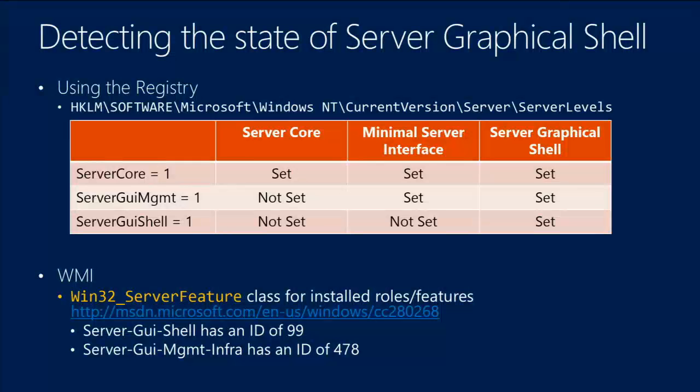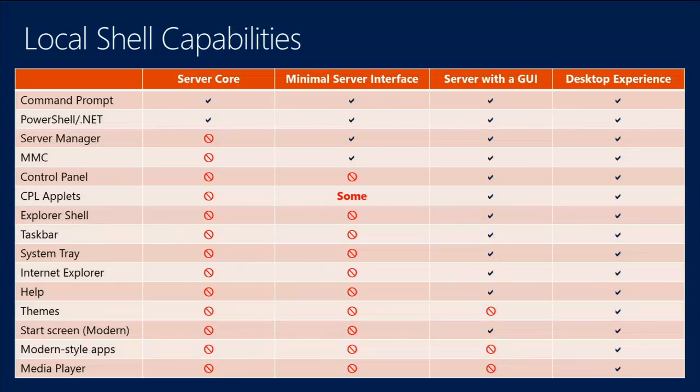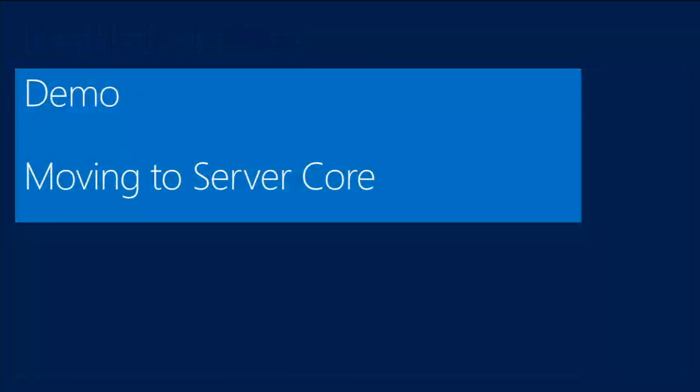Also, if you're a programmer, you can use the WMI class to go check out the same thing. And the thing to know there is the actual IDs of those features, and they're there, 99478 are those two IDs. Okay, and then this is just a quick reference showing you what you get at different configuration levels. Going all the way up to desktop experience, which is where you add the themes and the media player and some of those modern style apps. Okay, so let's have a look at what this looks like.